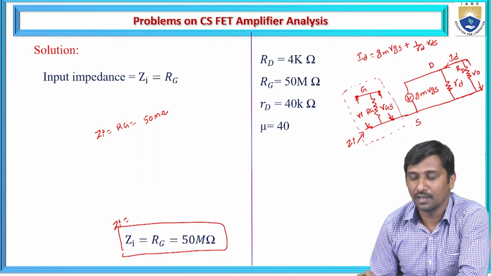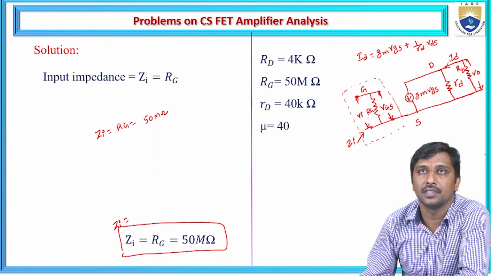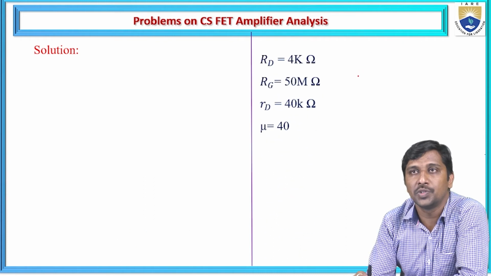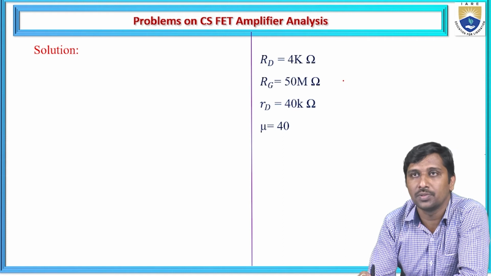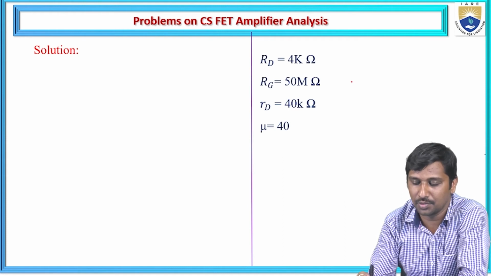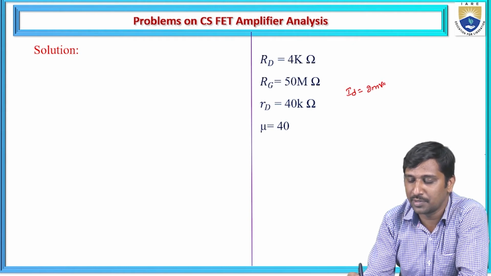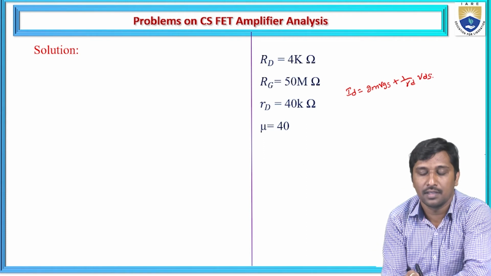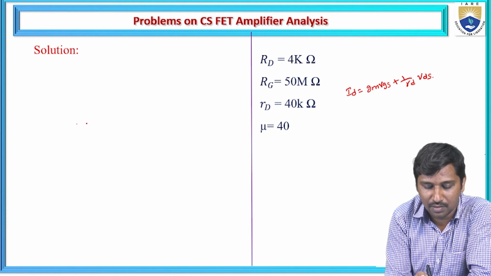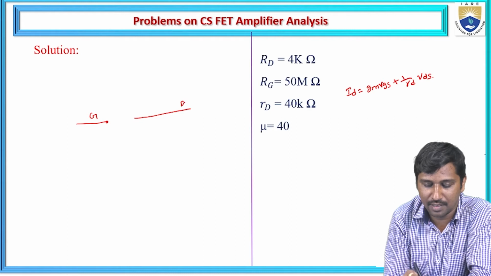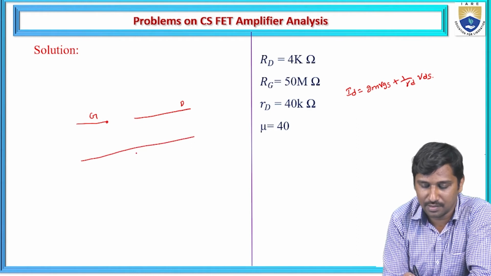Similarly, we need to calculate the output impedance. To observe the output impedance, first we need to draw the small signal model equivalent circuit. Again the drain current expression is id equal to gm into vgs plus 1 by rd into vds. Drawing this, the input side is the gate terminal, the output side is the drain terminal, and this is the source.